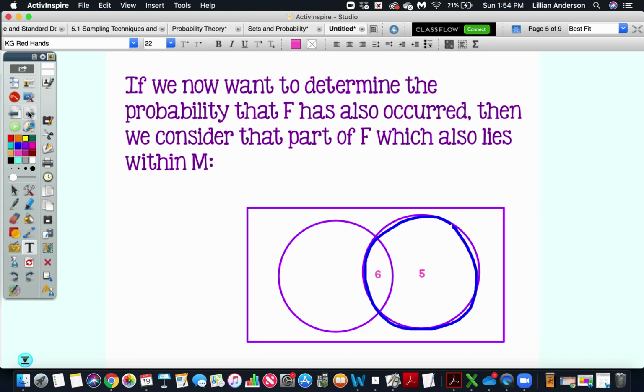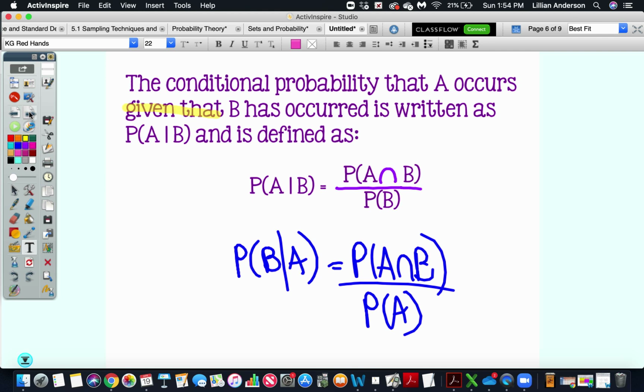The main thing I want you guys to be aware of is this part right here again. That's the formula. And remember, whatever follows the line is the condition, that is the denominator.